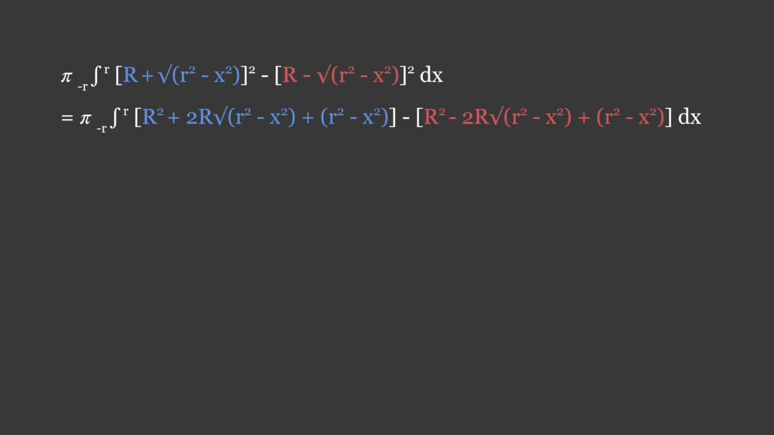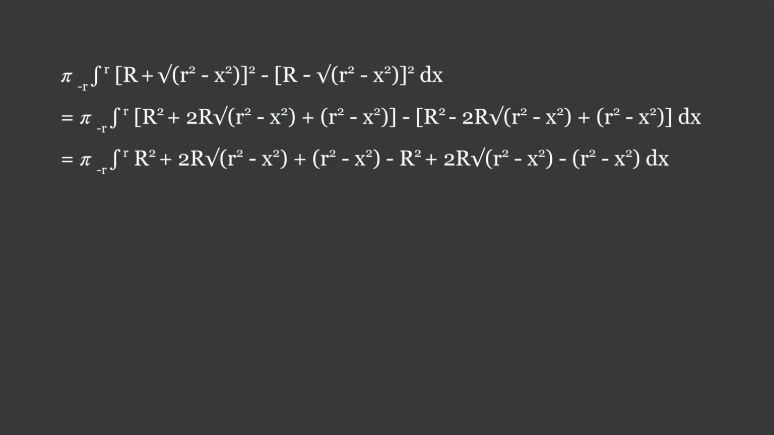Expand both sets of brackets, then apply the negative to this set of values so we can simplify further. Notice we have created some like terms, r squared and r squared minus x squared, that will cancel each other out. This results in a constant, 4r, which we can remove and place in front of the integral.